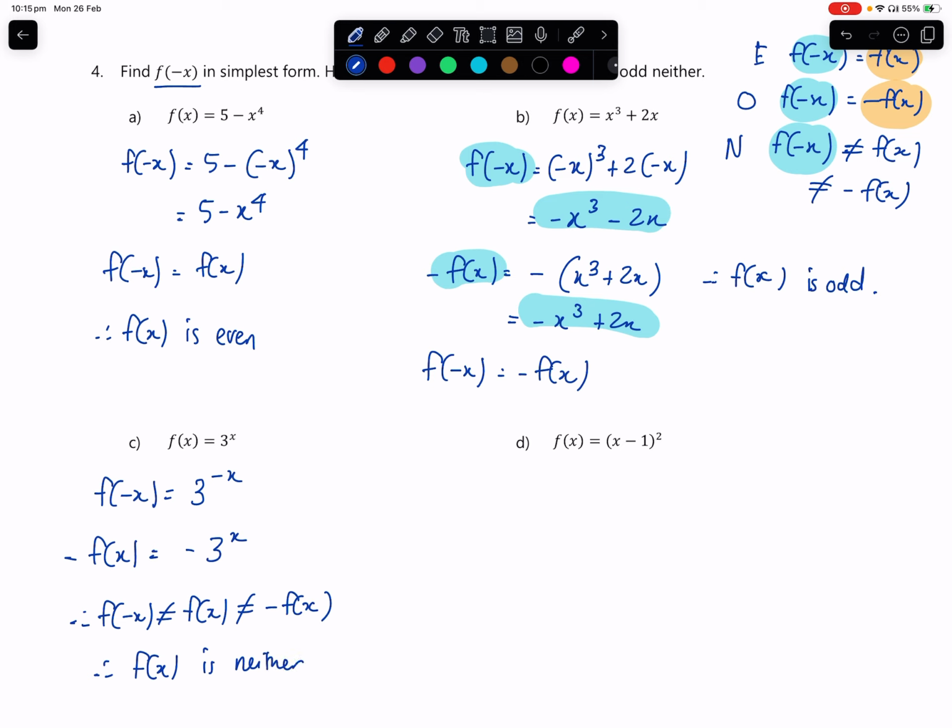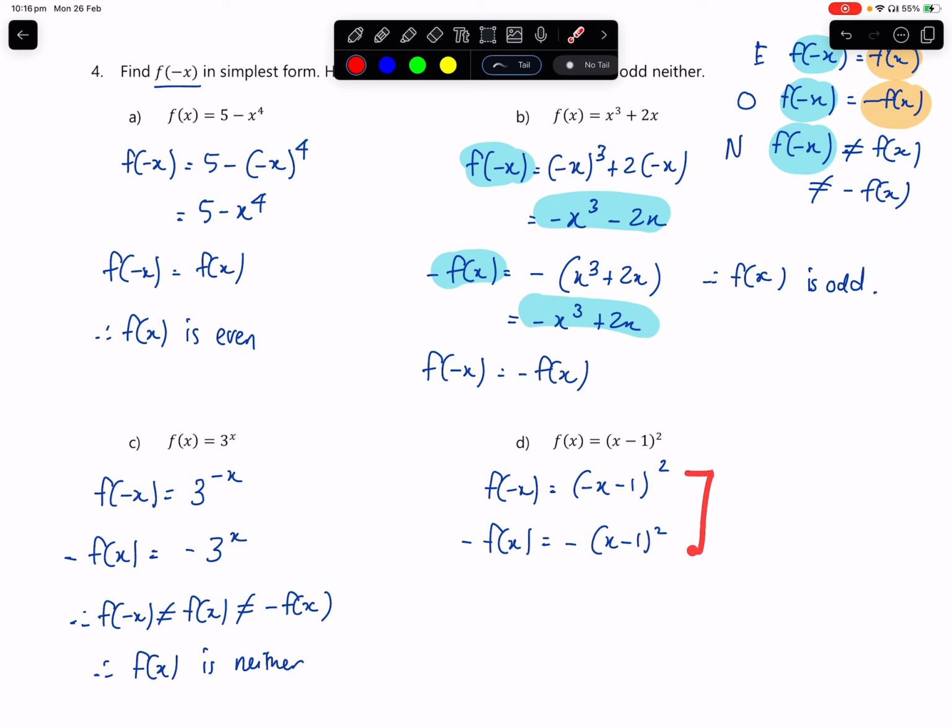All right, part D. Okay, let's do the same thing. F of negative x in this case is negative x minus 1 squared if you replace x by negative x. Now look, just by looking at that, that's not the same at all. Then you can have negative f of x found out by multiplying this whole function by negative 1 at the front.